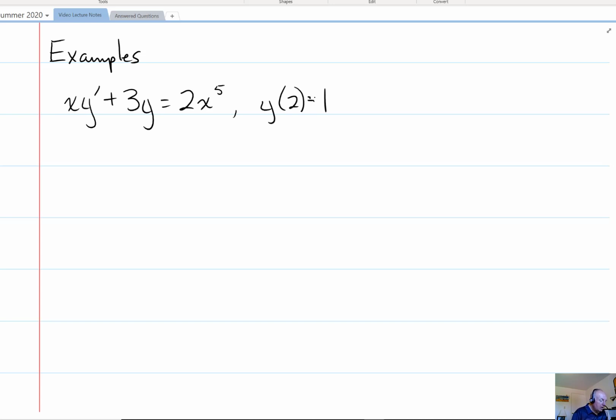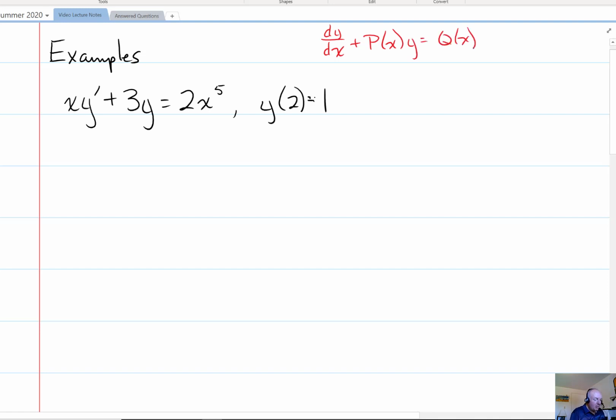All right, so let's look at just a couple examples of using an integrating factor. So here's a differential equation. And the first thing to learn from this differential equation is it certainly looks like it doesn't fit our pattern. Remember what our pattern needs to be. It needs to be dy dx plus some function of x times y equals some function of x.